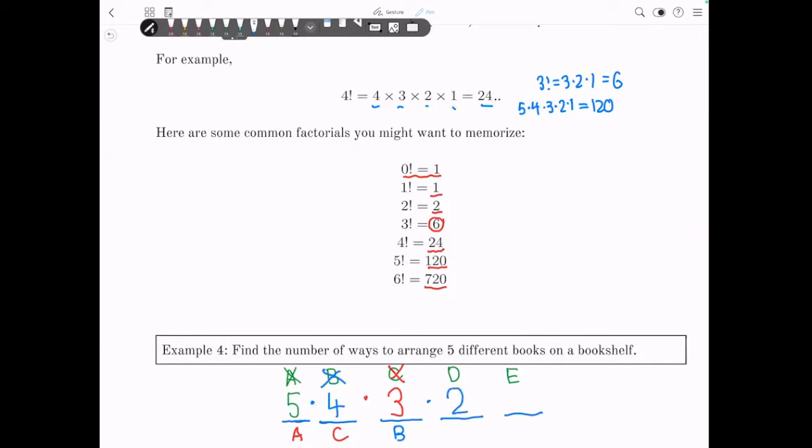So now let's just say this value is E. So we can cross that out. And now for this final slot here, we only have 1 choice because there's only 1 book left. And this will of course be D. So therefore, the number of ways to arrange 5 different books on a bookshelf is just 5 times 4 times 3 times 2 times 1. And if you notice, this is exactly the value of 5 factorial. So this is going to be equal to 5 factorial, which if you memorize this above, is going to be 120.